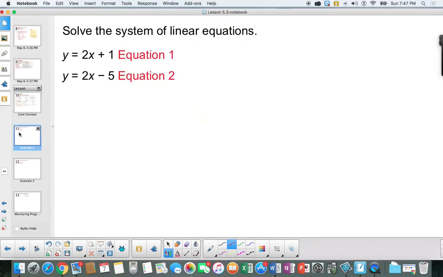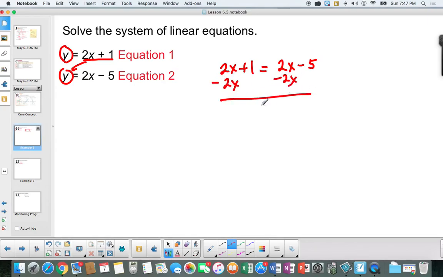Let's go ahead and take a look at this problem. Now, I notice that I have y's, so I'm going to use the substitution method, and I am going to put this right into here. So this is going to be 2x plus 1 equals 2x minus 5. I'm going to subtract 2x on both sides, and then I'm going to get something that's not true. And what's happening is that these two lines are parallel, and that's why I'm not getting a solution.